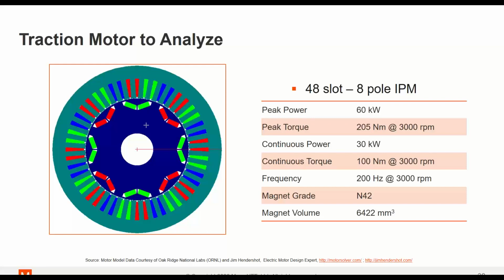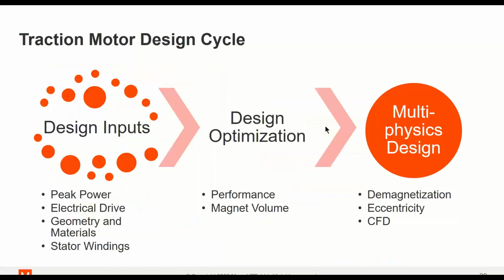So the motor consists of a 48-slot, 8-pole IPM machine. The key factor we need to notice here from this table is the magnet volume. Our objective is to minimize this magnet volume and reduce the weight and maintain the performance required by the peak torque and the peak power.